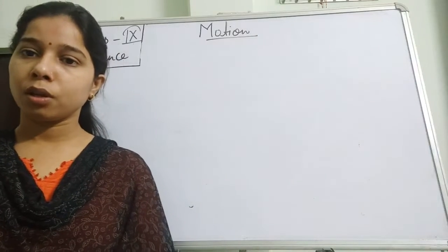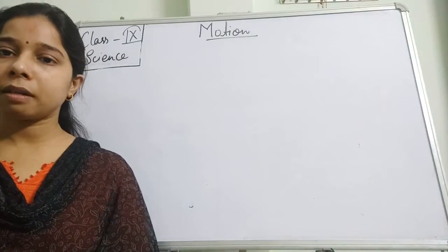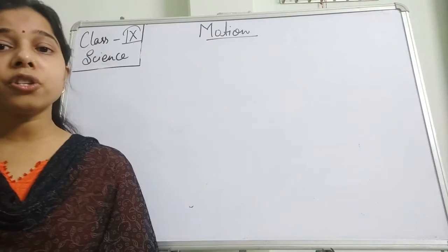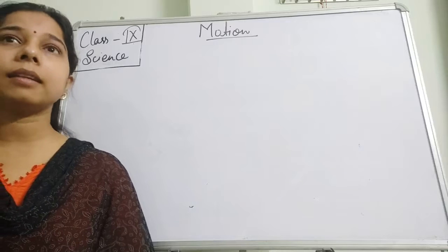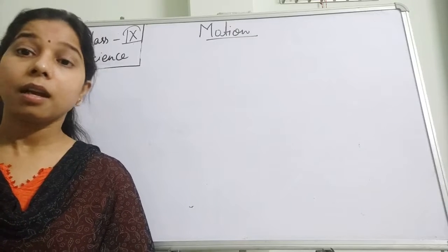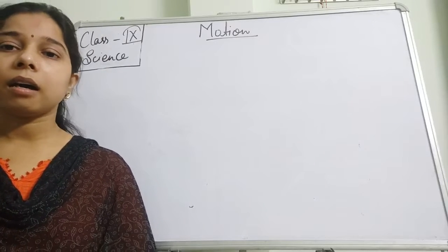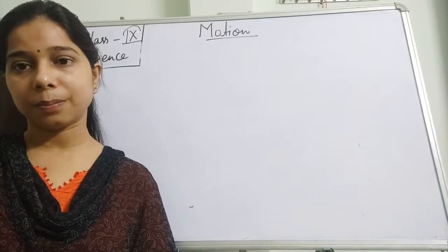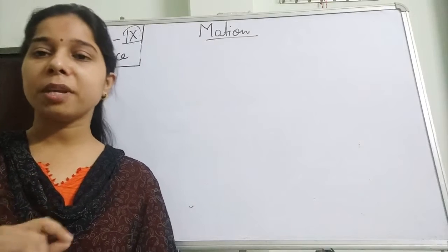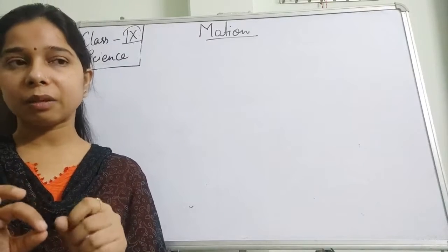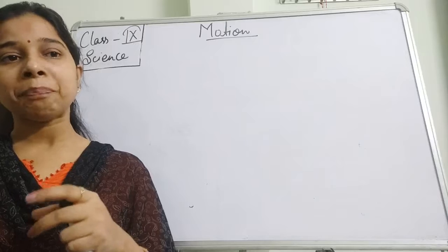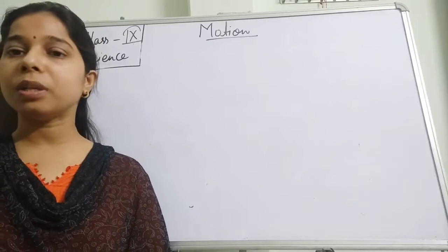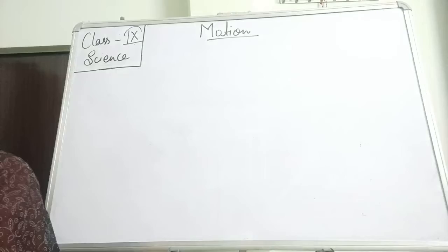Hello students. In the previous class, we were talking about motion. In the motion chapter, we had discussed distance and displacement. Distance is the total path covered by an object. And displacement is a quantity measured by the shortest distance covered by the object between the initial and the final position.